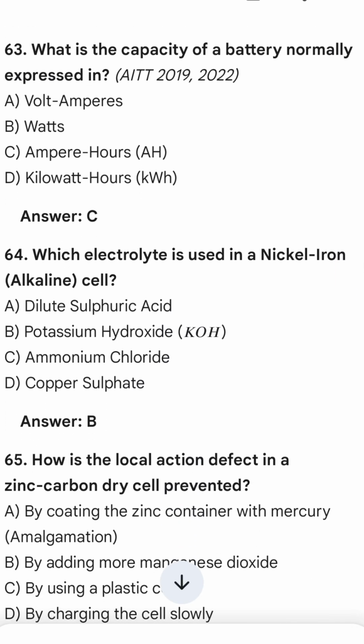Question number 63. What is the capacity of a battery normally expressed in? Option A, volt ampere. Option B, watt. Option C, ampere hour. Option D, kilowatt hour, kWh. Option C, ampere hour, AH is the correct answer.